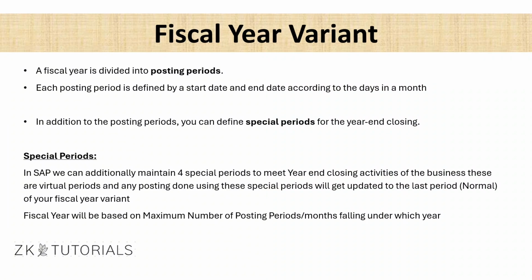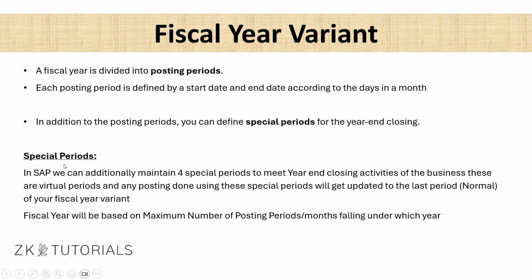And a fiscal year is divided into posting periods. Each posting period is defined by a start date and end date according to the days in a month. Suppose January has 31 days, and February has 29 days. Like this, for each posting period we need to define how many days are there in the month. Month is called as posting period. In addition to the posting periods, you can define special periods for the year-end closing.